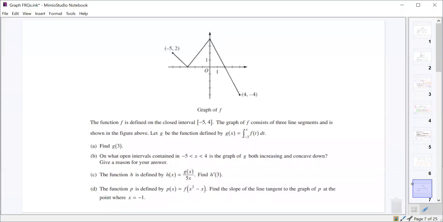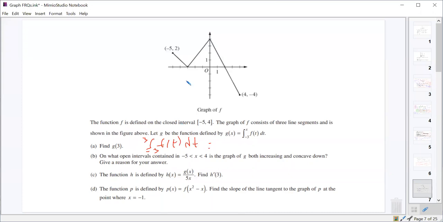Yeah. Cool. All right, so in this one, we're given a graph of f, and g is the integral from negative 3 to x of f. So g is the integral of this. So we want to find g of 3. G of 3 ought to just be the integral from negative 3 to 3 of f of t dt.